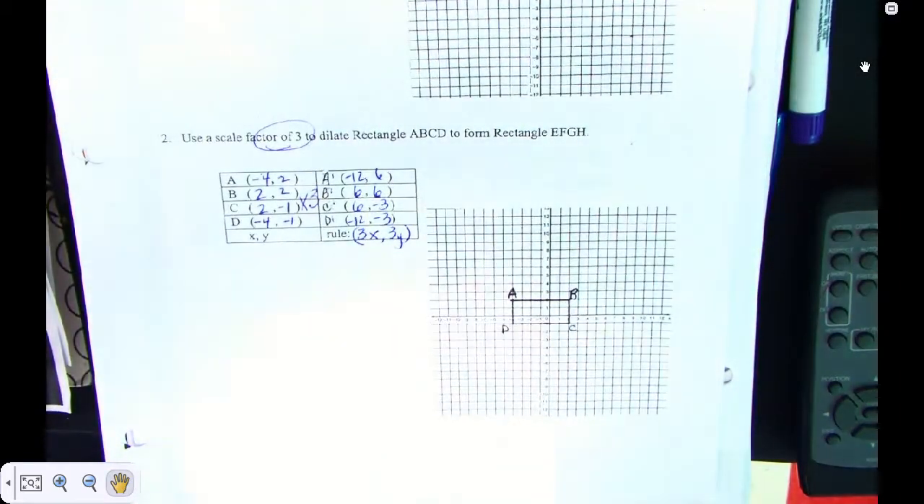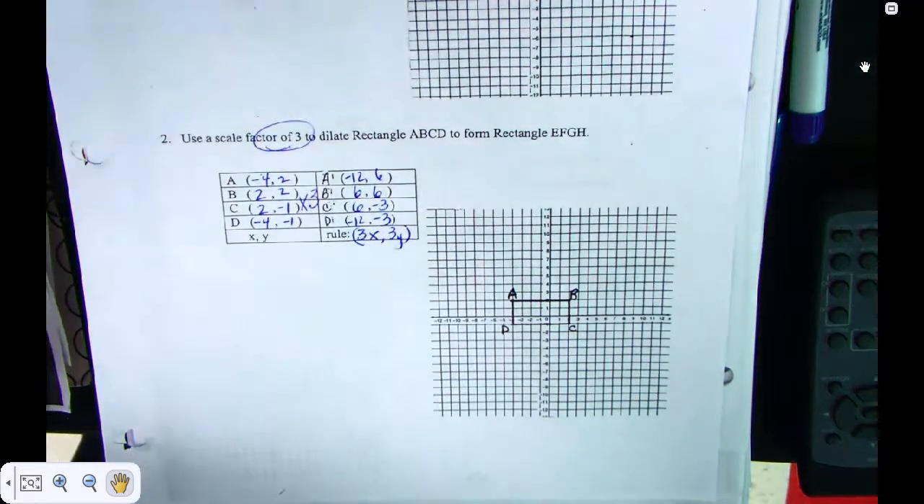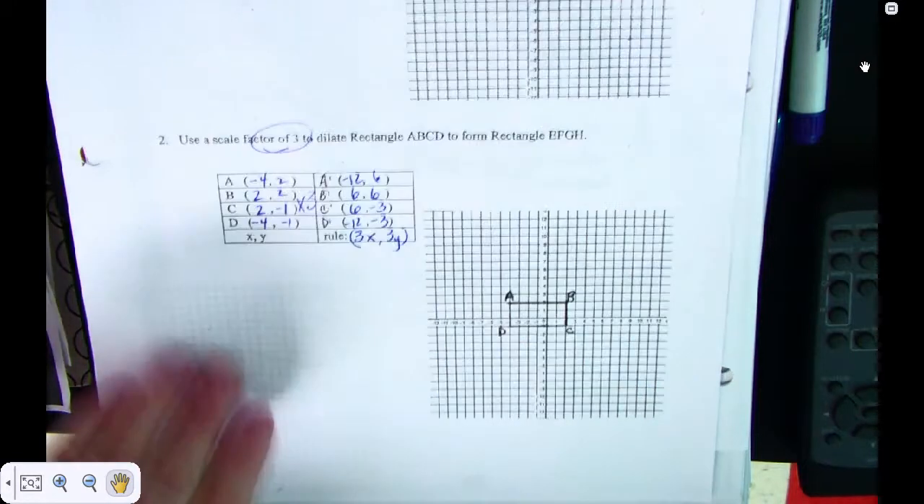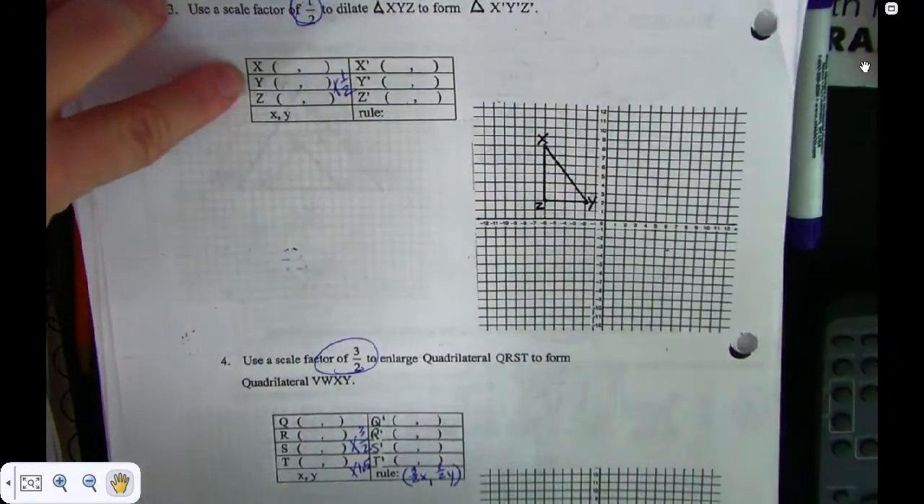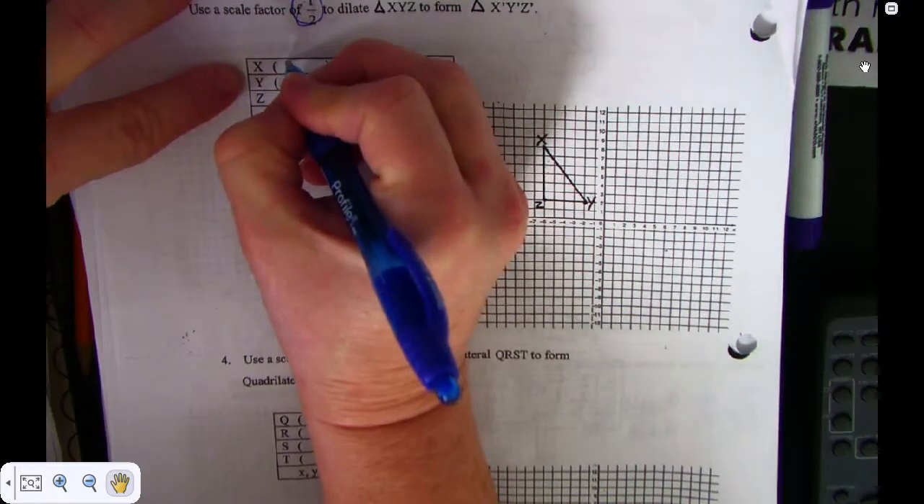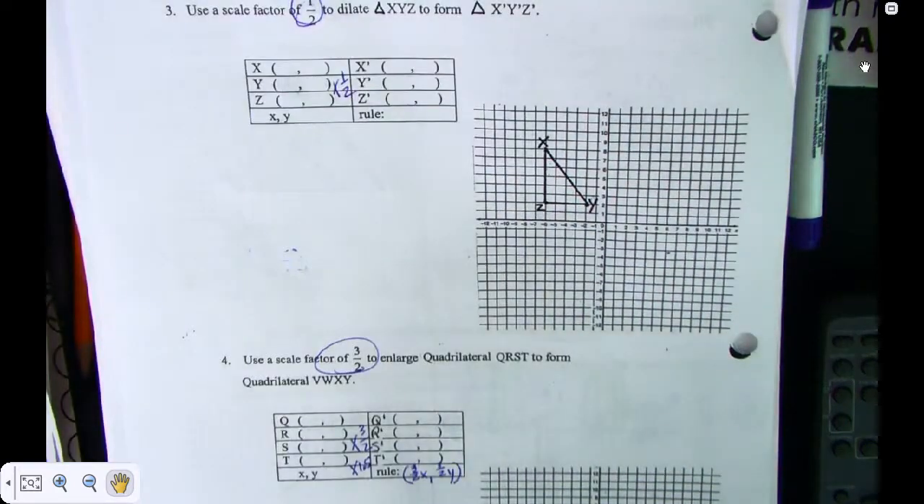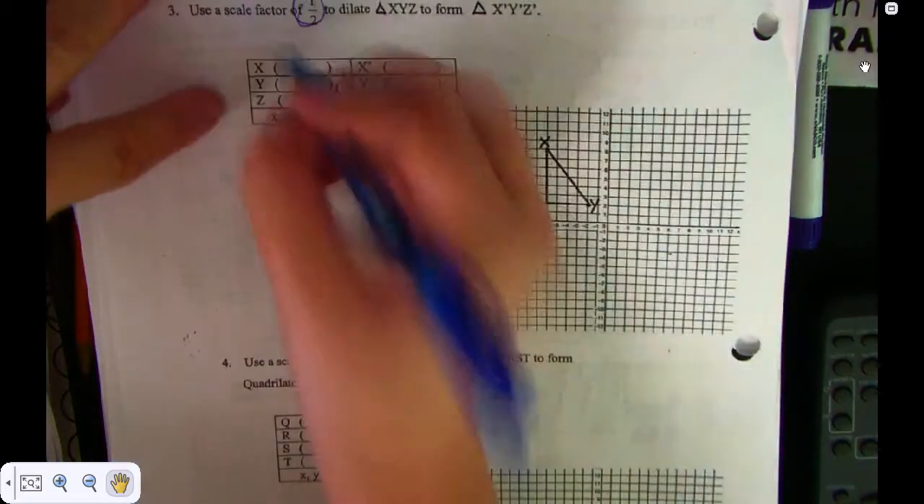Good, and I know you can graph that. And your A prime, when you line it up, goes through the origin. Very good. Number 3 on the back. Amber, tell me the coordinates for X, Y, Z. Tell me the coordinates, Megan.